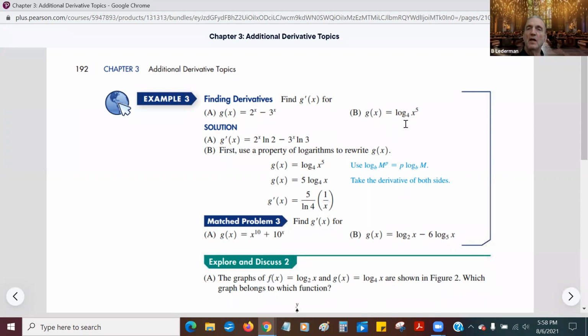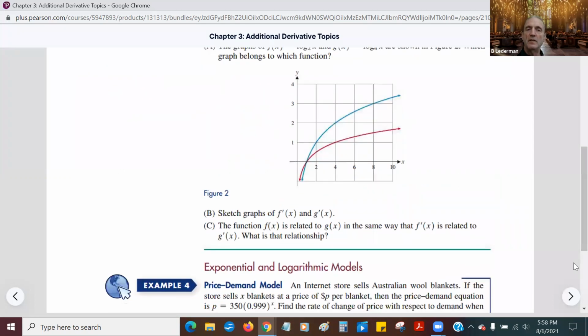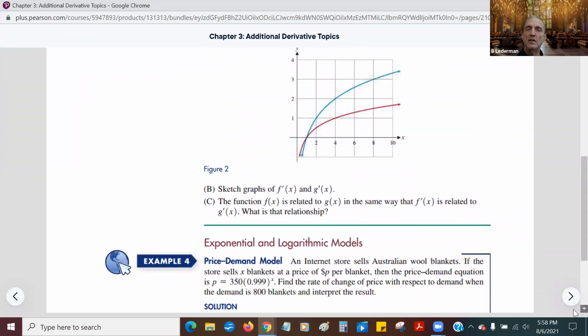Now for number b, again, I'm going to be tricky and take that 5 exponent, the 5th power, and bring it out as a coefficient. So now my derivative is going to be 5 over ln 4 times 1 over x, which is following the rule that we just learned. And let's look at some examples.